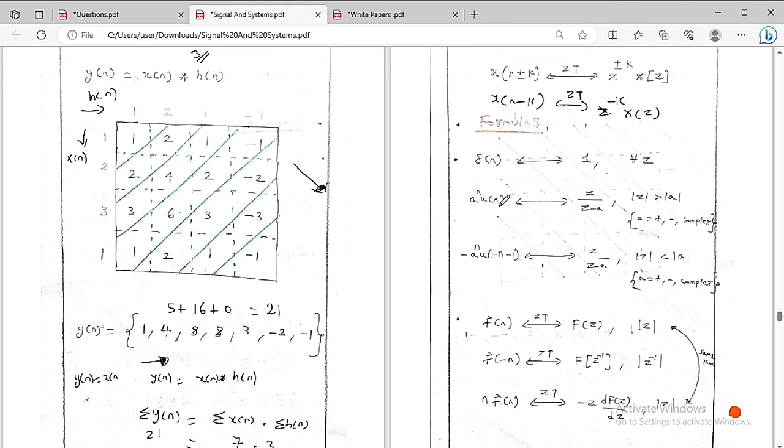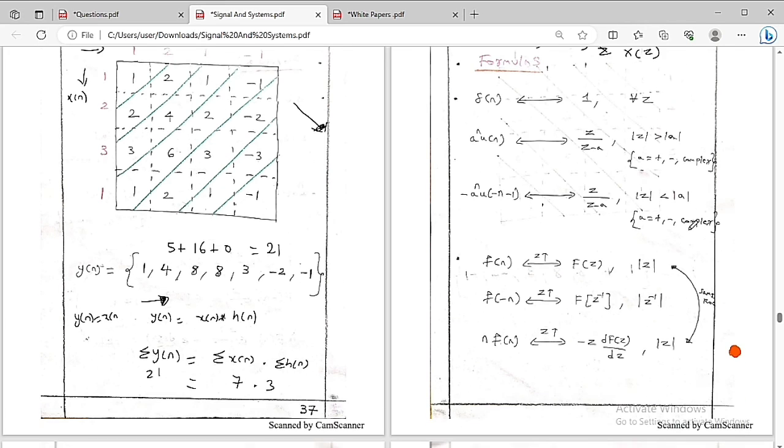As a to the power of n into u of n is a right-sided signal, its ROC is outside the circle, mod z greater than mod a. Here a can be positive, negative, or a complex number. Similarly, minus a to the power of n into u of minus n minus 1 has z transform the same, z by z minus a. It is a left-sided signal, so its ROC is inside the circle, mod z less than mod a. Again a can be positive, negative, or complex.